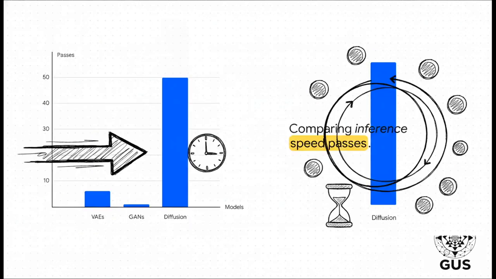However, when we look at inference speed, how fast the model actually generates an output for a user, the tables completely turn. VAEs and GANs are incredibly fast because they operate in a single pass. Data flows linearly from input to output in one go. Boom, done. Diffusion models, conversely, are computationally heavy. Because they have to run that UNet iteratively over many steps to slowly remove noise, their multipass nature makes them significantly slower at generation time.